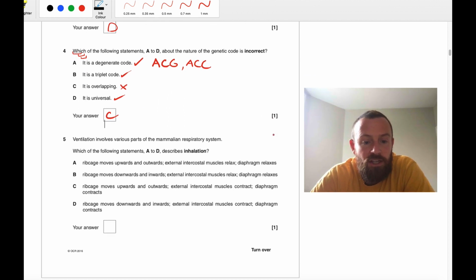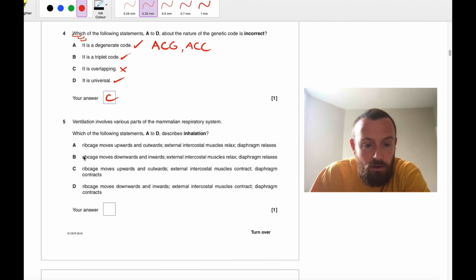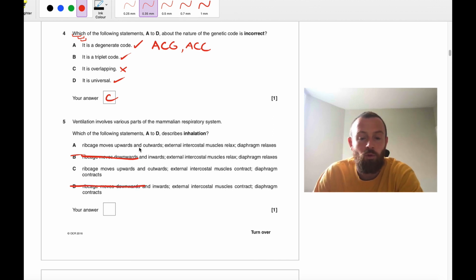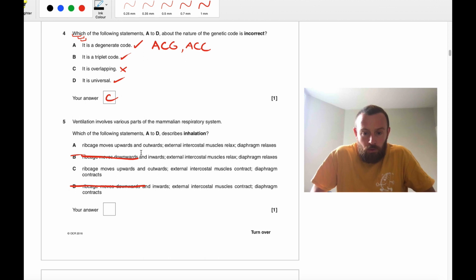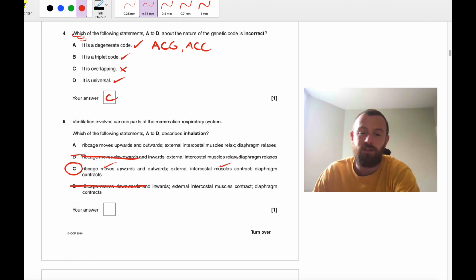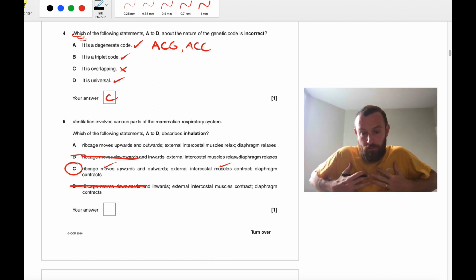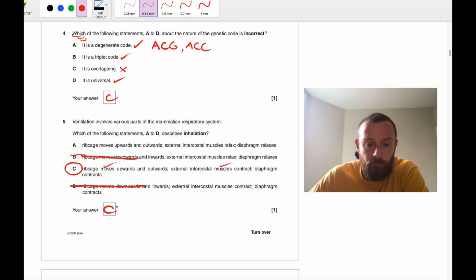Question 5. Ventilation involves parts of the mammalian respiratory system, which describes inhalation. Okay, if you were stuck on this one, you can do it yourself. The rib cage is moving up, not down, so we can immediately cross out that one. Nope. We can cross out that one. And then we've also got the diaphragm pulling down, contracting. So the answer is therefore C. So this is upwards. External intercostals contract. The external intercostal muscles are on the outside of your ribcage and pull your ribcage up. Internal intercostals pull your ribcage down. So the answer is C.